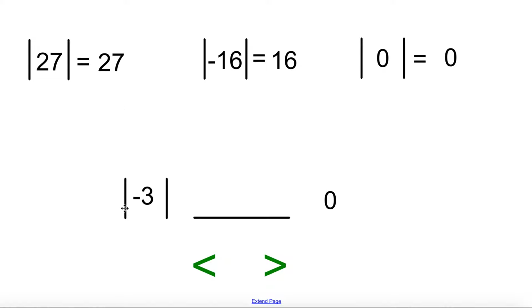It says the absolute value of negative 3. Ask yourself, what is the absolute value of negative 3? Well, it's 3. So now, is 3 greater than or less than 0? We know that 3 is greater than 0. So the absolute value of negative 3 is greater than 0.